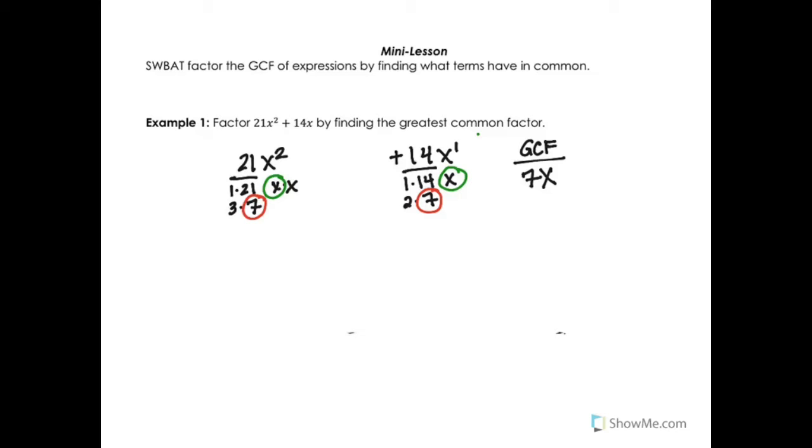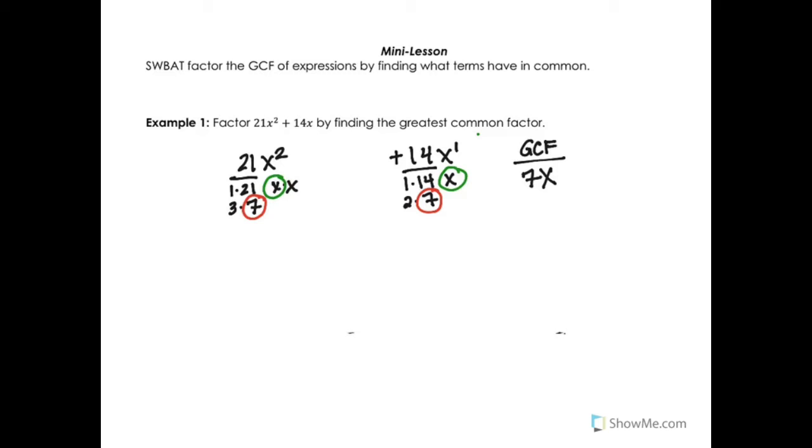So now that I know my GCF, I need to figure out what's the other factor of the expression I'm working with. Remember, if I'm factoring 21x squared plus 14x, that means I'm finding two things that I multiply in order to get back to that expression. Well, I found one, which was my GCF, and it's equal to 7x.